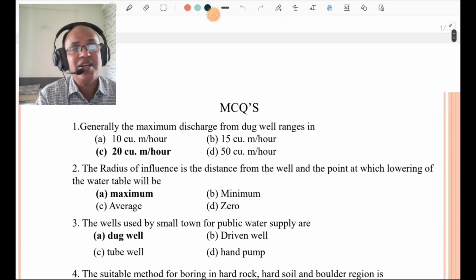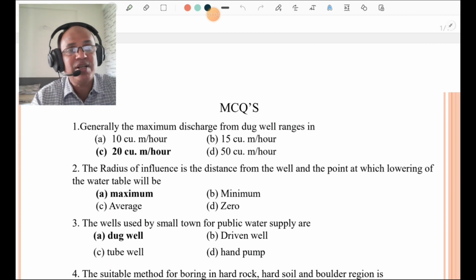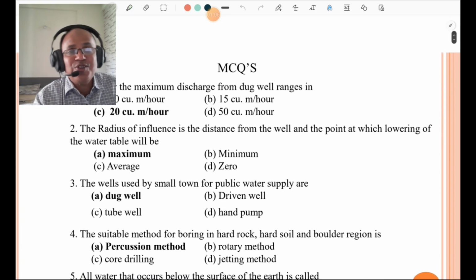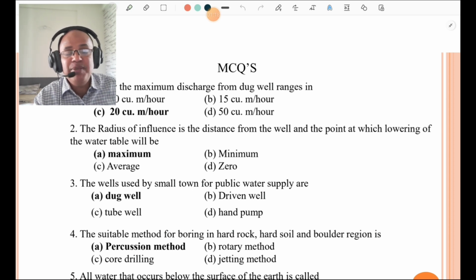First MCQ: generally the maximum discharge from the dug well ranges from 20 cubic meter per hour. The options are 10, 15, 20 and 50 cubic meter per hour, but the correct answer is 20 cubic meter per hour. The radius of influence, you know, is the distance from the well to the point at which lowering of the water table will be maximum, not minimum or average or zero. It is maximum. The wells used by small towns for public water supply are dug wells, म्हणजेच खणलेल्या विहिरी मराठीत.